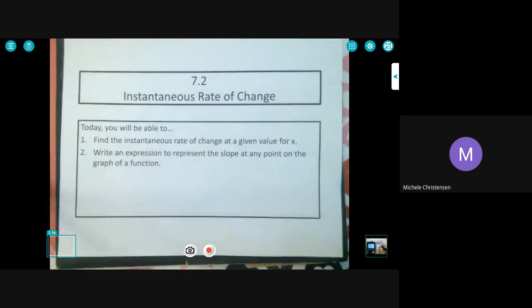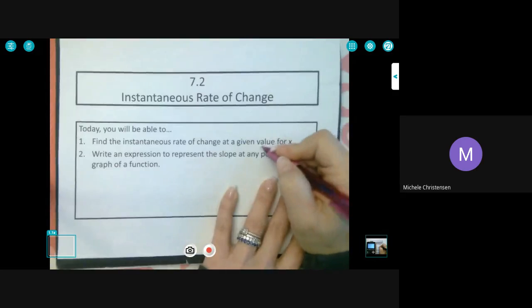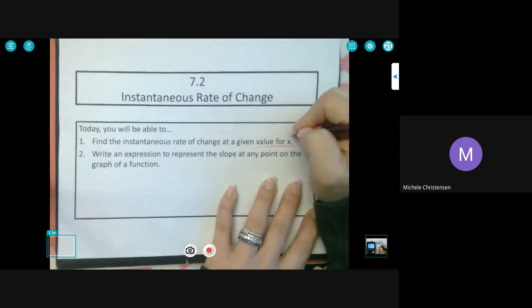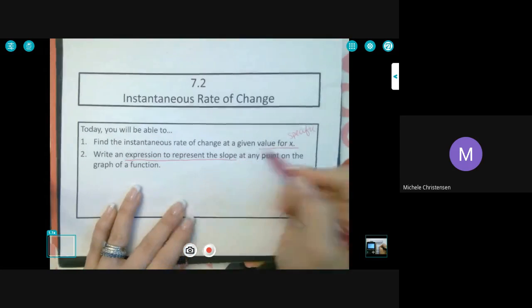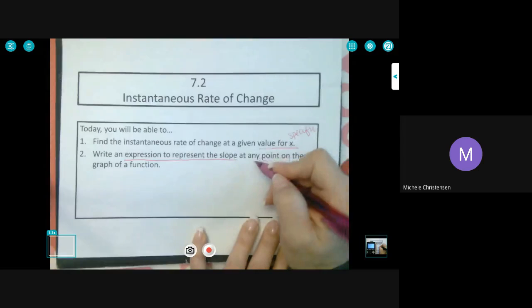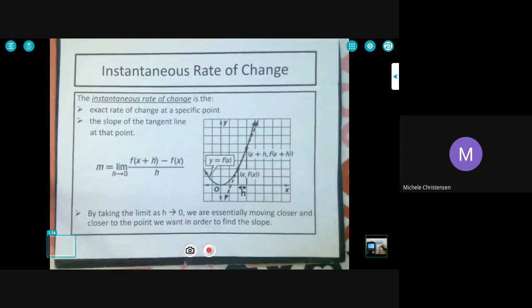So we're going to do two types of problems today. The first, where we find the instantaneous rate of change from one specific x value. And then one where we find an expression that represents the slope for any point across the function. So we're going to be using that limit formula that we derived in 7.1.